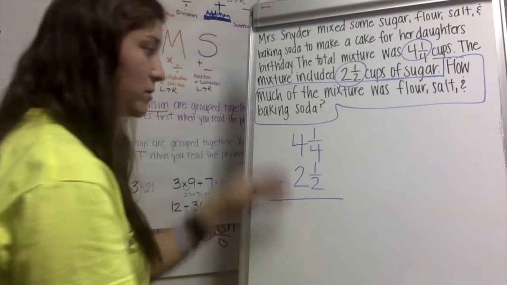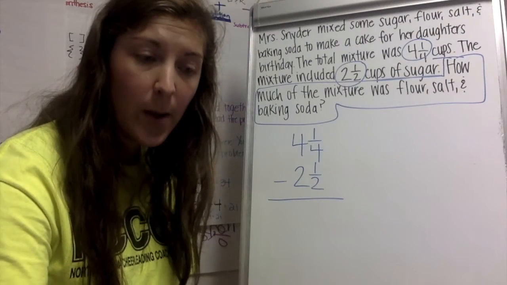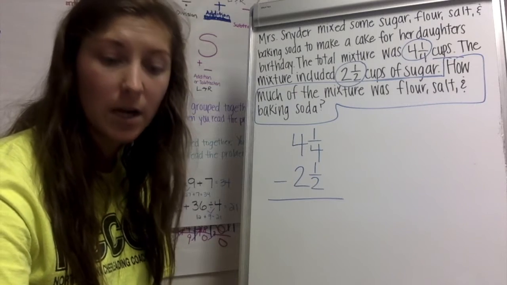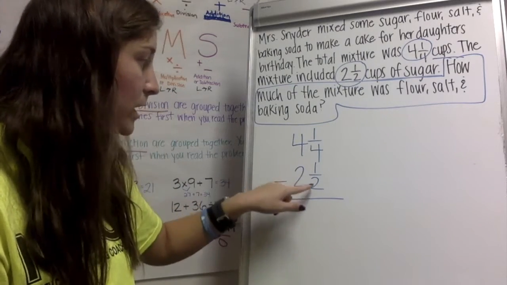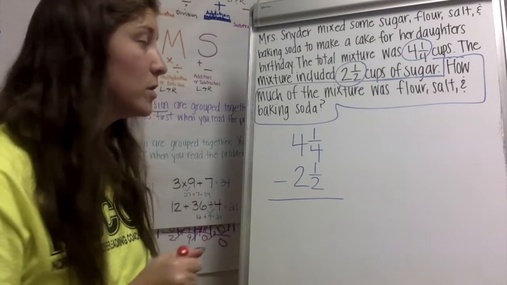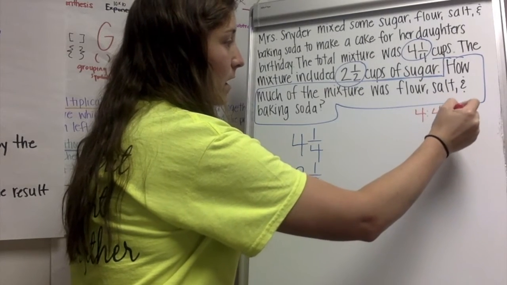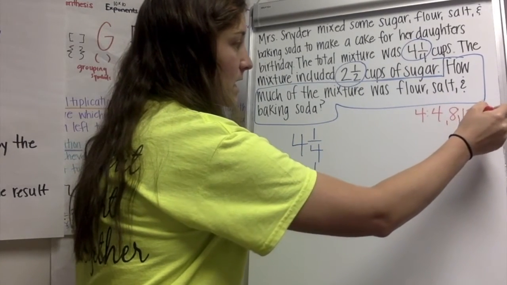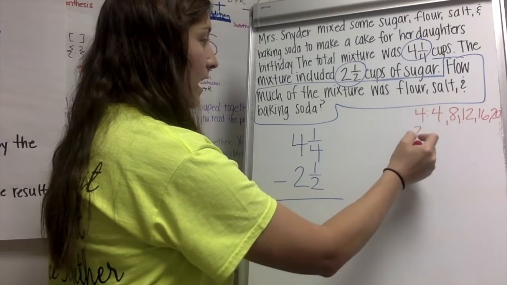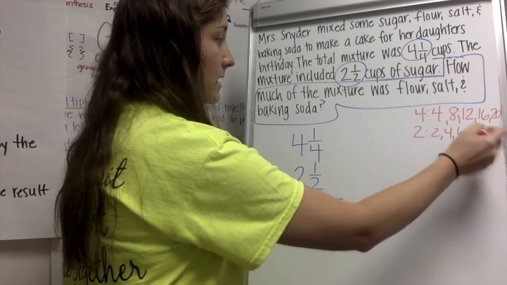And again, I'm going to choose to set it up vertically. You guys can set it up horizontally if you want to. Totally up to you. But just like when we solve an adding problem, we have to make sure that we have common denominators. And right now, 4 and 2, those are not common. But I know how to find common denominators. So I'm going to list out my multiples over here to the side. 4, 8, 12, 16, 20. Remember, I just start with the first 5. And then I have 2, 4, 6, 8, 10.